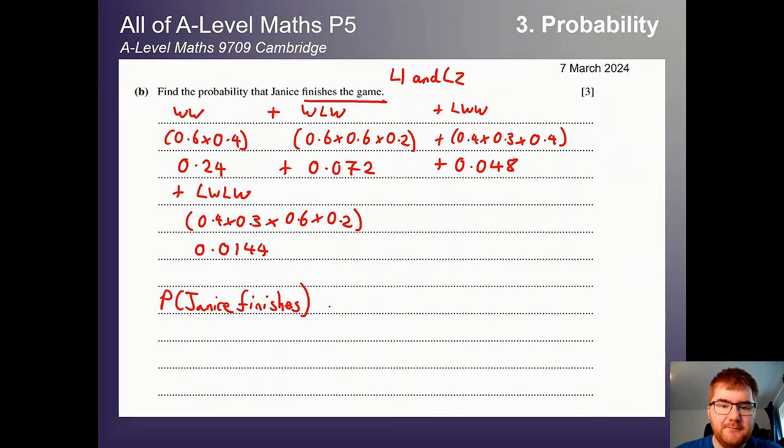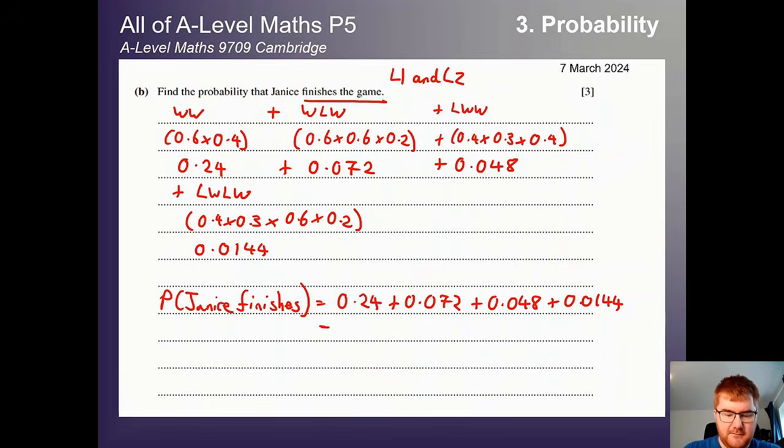So the probability that Janice finishes, so let's pop this all together and make sure I get all 3 marks on this. Even if I make a mistake, I can still pick up 2 method marks. So we're just going to add all these probabilities together and showing the examiner what I'm doing. There we are. So let's pop it in. So 0.048, 0.0144 plus 0.24, and that gives us 0.3744 for our 3 marks.